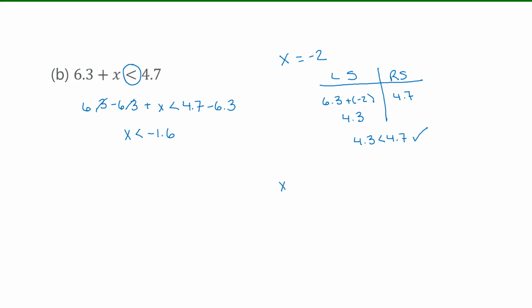Now I'll choose a different number, negative 10. So replacing x with negative 10, I end up with negative 3.7 on the left. And since negative 3.7 is less than 4.7, then again, we've verified negative 10 as a solution. So you don't need to see if the left side and right side are equal for an inequality. You need to see if the inequality sign is true, whatever that may be.